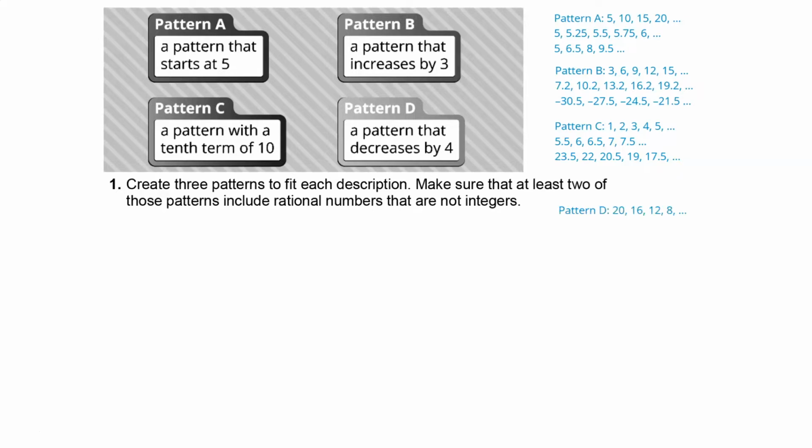And finally, pattern D needs to be a pattern that decreases by 4, so we could go 20, 16, 12, 8, and so on. Or 12.5, 8.5, 4.5, and 0.5. Or one more, 16.1, 12.1, and 8.1, and so on.